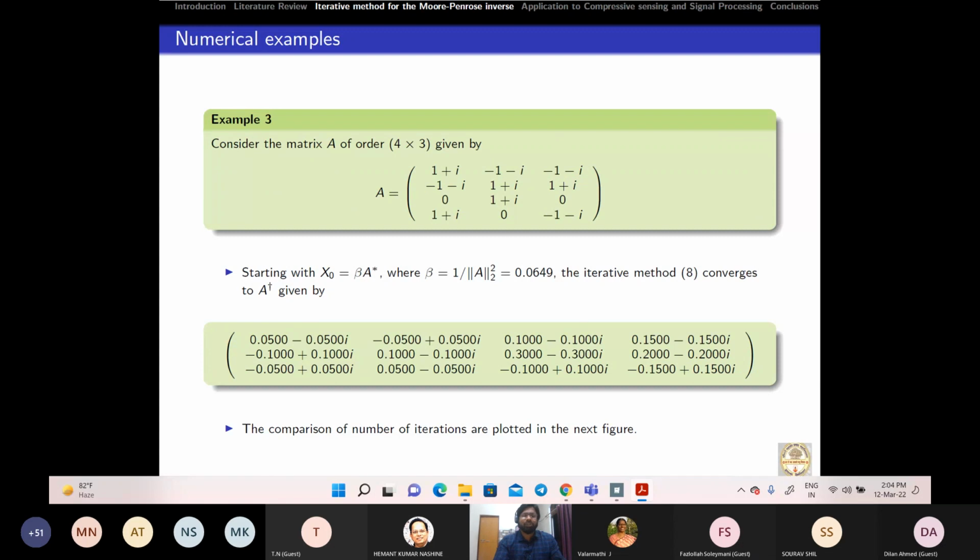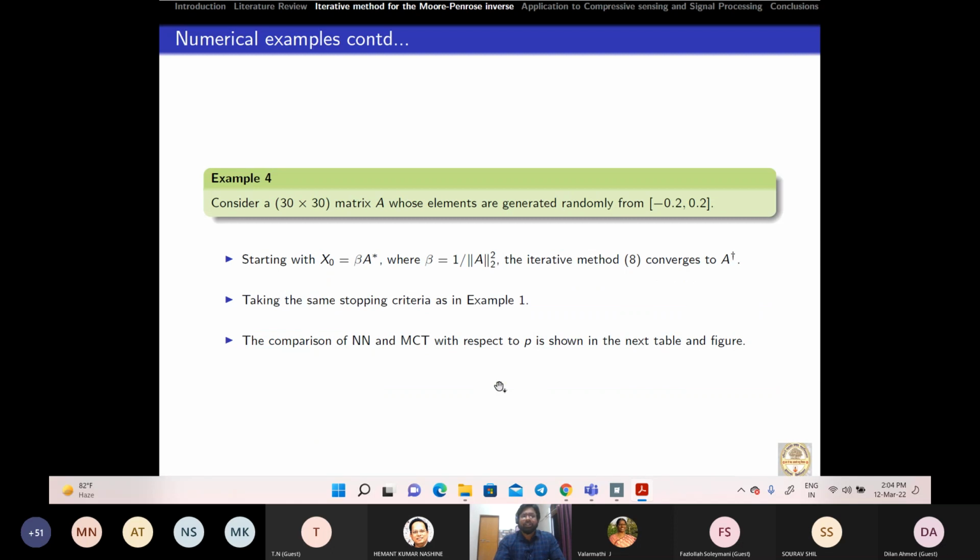And then we applied that to the simplest matrix. This is one simplest example I've taken, a 4 cross 3 matrix, with initial approximation beta A star, and beta is like that. If you apply the iteration method, that is the higher order iteration method, you get this as the Moore-Penrose inverse. And then the result also applies to a randomly generated matrix from this particular interval.